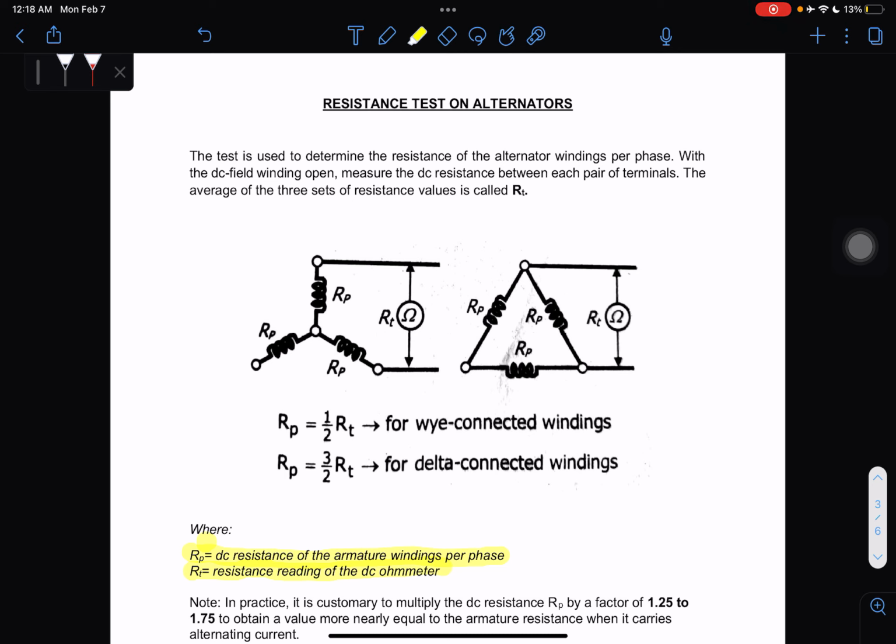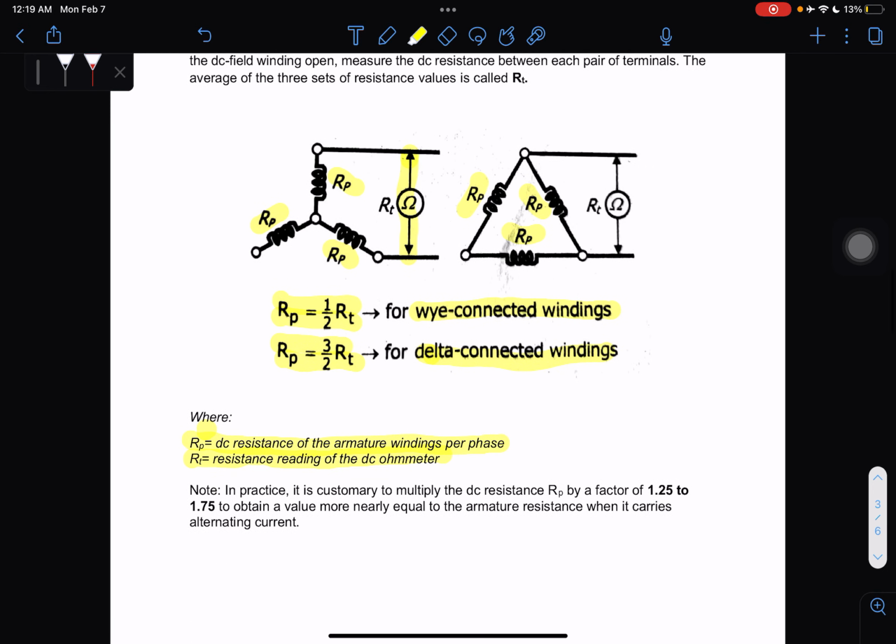For Y-connected windings, RP is equal to 1/2 multiplied by RT, the resistance reading of the DC ohmmeter. For delta connected, we have our diagram here, and the formula is RP is equal to 3/2 multiplied by RT. So, formula only. Take note.